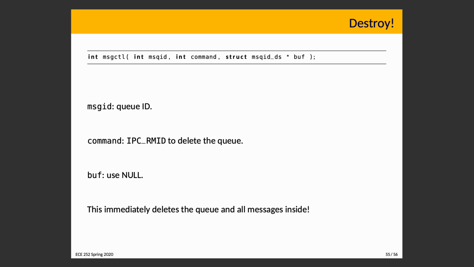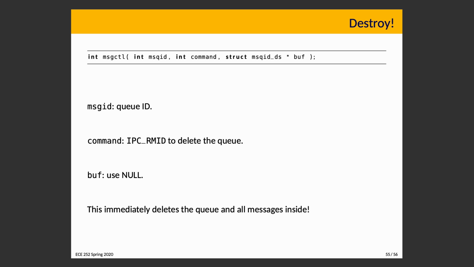Again, message control is more flexible. It can do lots of things. We're only interested in using it for destroying the queue when we're finished. It is important to remember that this immediately deletes the queue, destroys it, and throws away any of the messages in the queue.